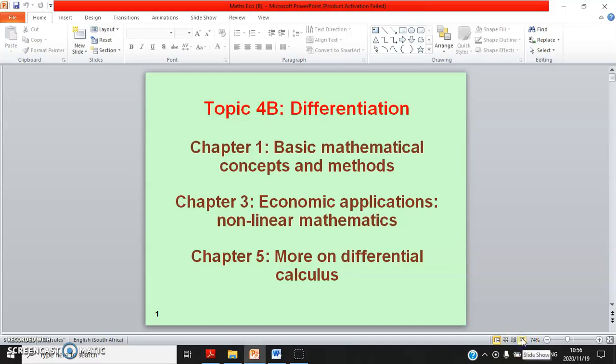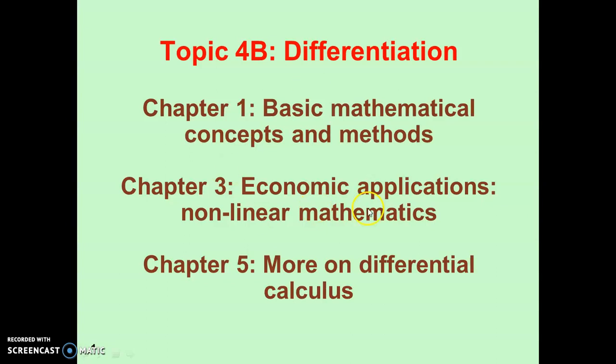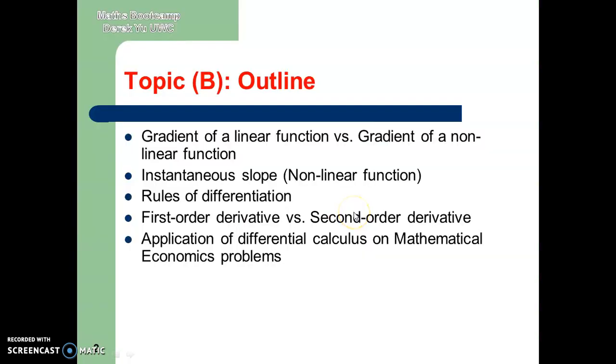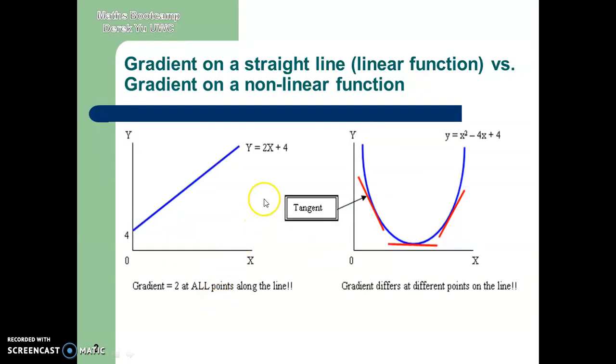Okay, we move on to the next topic, differentiation. There are 3 prescribed chapters. Let's start off with the basics. This is what you learn in matrix math, y equals mx plus c, so it is a linear line, and then the slope is equal to m, which is 2 in this case, and the slope is the same at all points along the line.